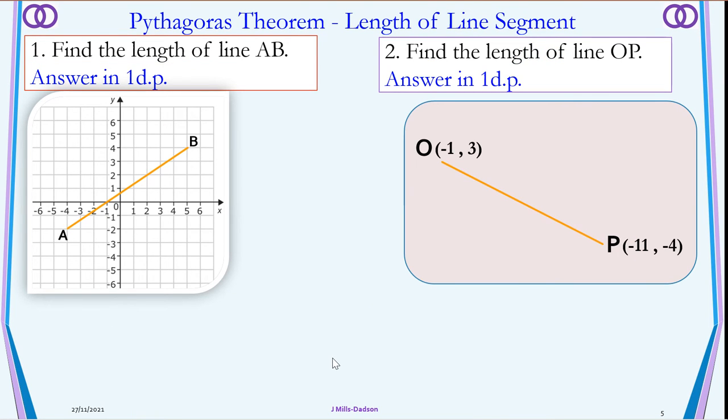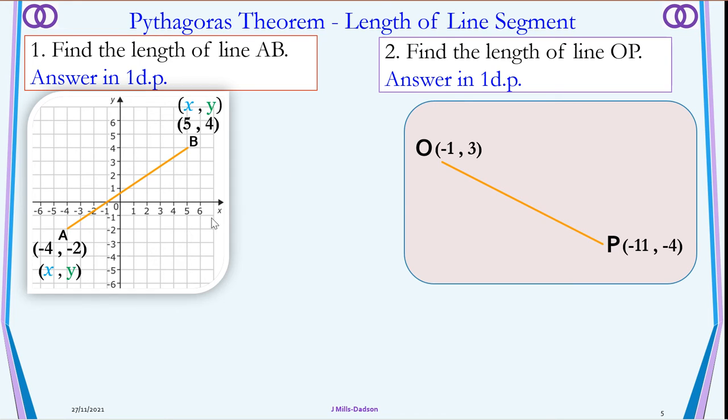Sometimes you may be asked to find the length of a line segment. So for example, it's like this. You could either be given just a straight line with the coordinates, or just a line on a grid. They are all the same. So first, work out your coordinates. Coordinate A is (-4, -2). Coordinate B is (5, 4). And note your x and y coordinates.